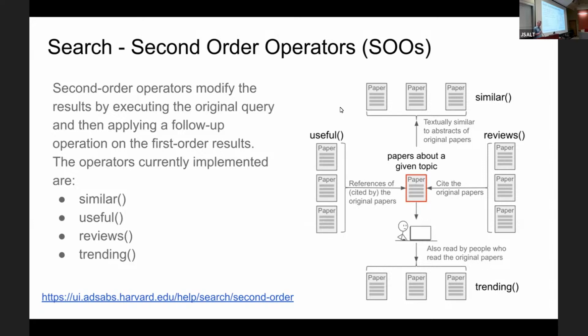There's 4 of these that are worth discussing. There's actually a few more, but these are the ones that are most useful to the end user, and I'll give you some examples of each one of them. The diagram here shows how each one acts on the first order query. So similar uses text similarity to produce results. Reviews look at citations to return papers that review a particular topic. Useful looks at cited literature to do the equivalent functionality. And trending uses usage data to show papers that are trending on a particular topic.